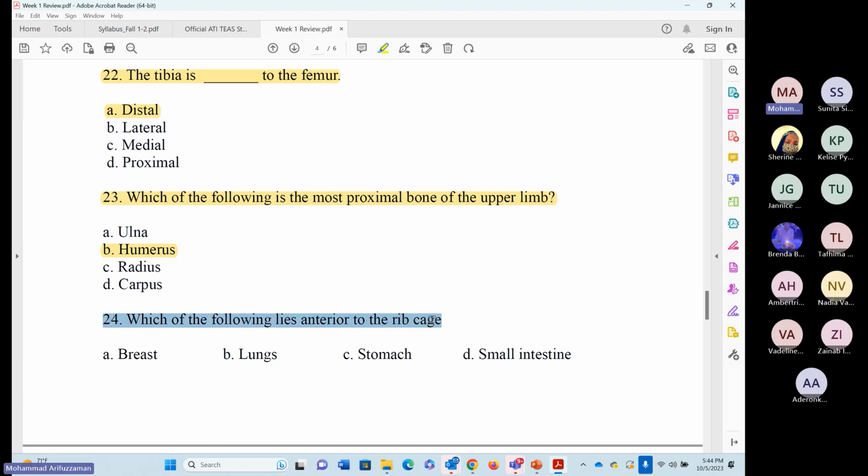Which of the following lies anterior to the rib cage? The breast, correct. The breast is lying anterior. Anterior means front. If the question were posterior to the rib cage, then it would be the lungs. If anterior, it would be the breast. Is it clear the question? Yeah.